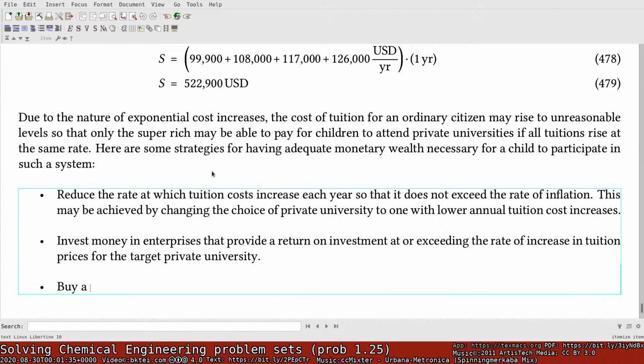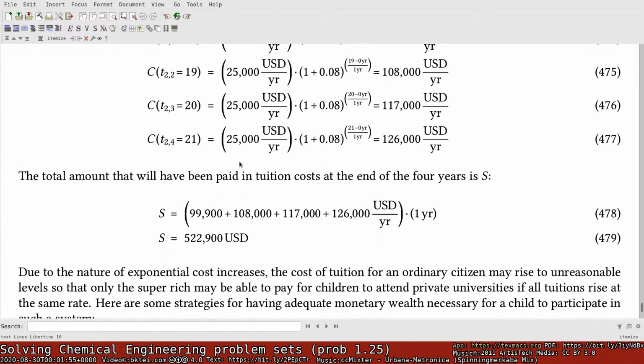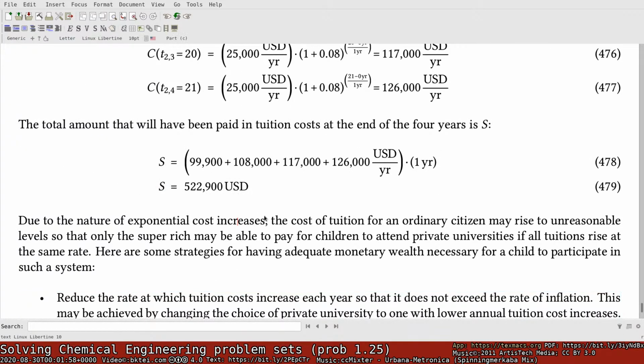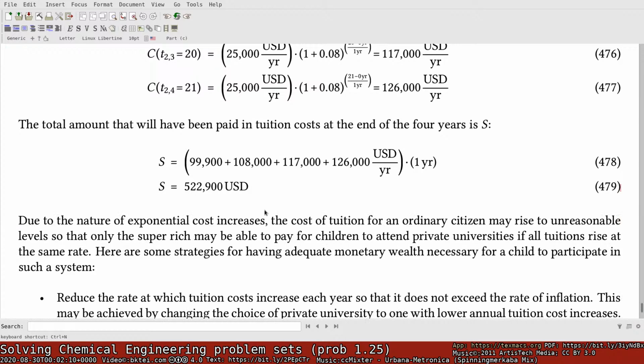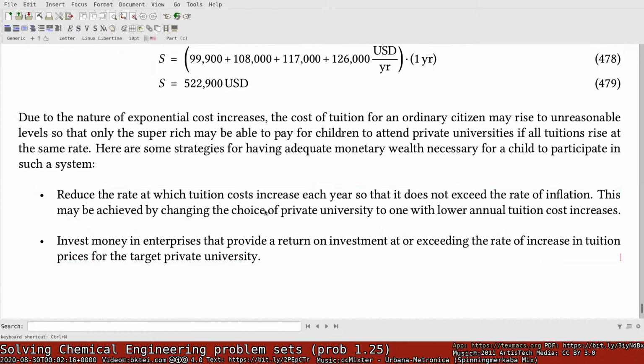Buy a lottery ticket. Yeah, no. I mean, in the general sense, that's all I can think of. Things that are somewhat reliable and reasonable. Okay, I'm going to call that good.